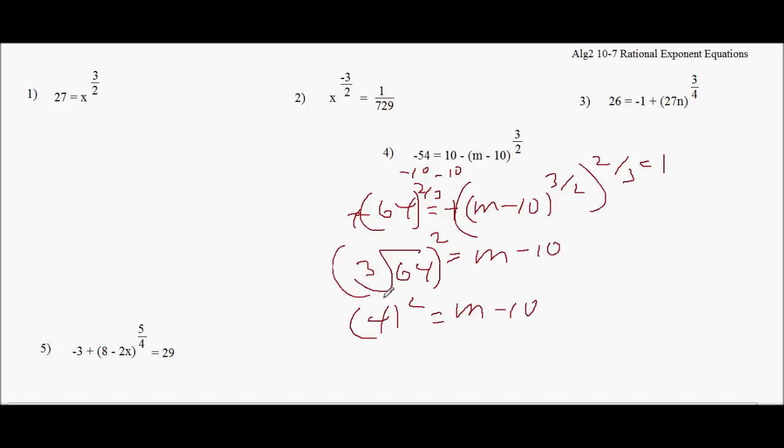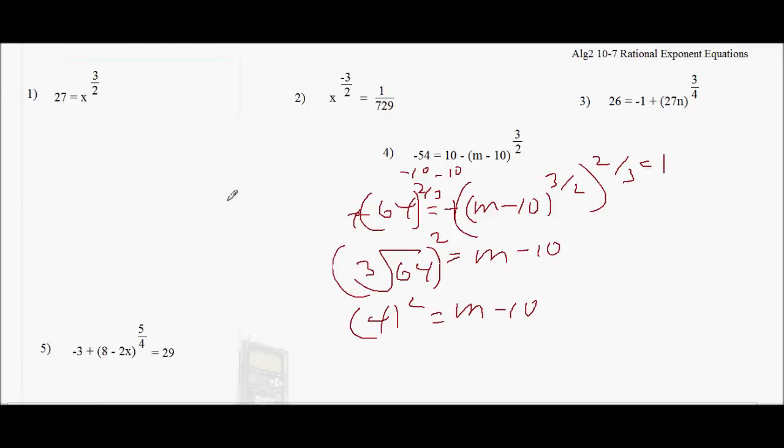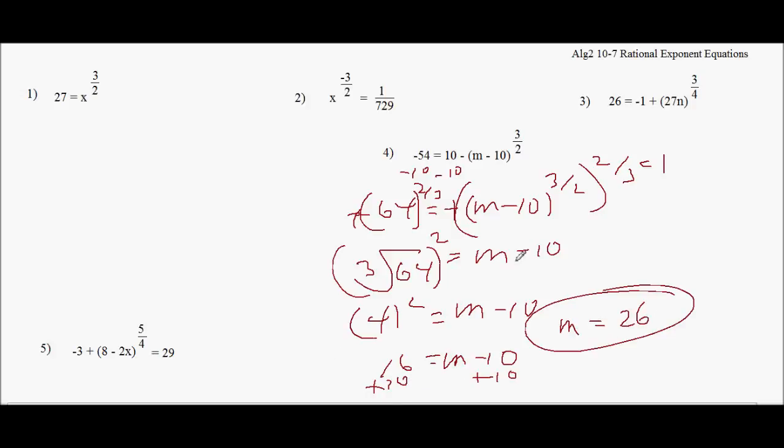I want to make sure of the third root of 64. So it takes 64 to the 1 divided by 3 power, and I get 4. So that's right. So 4 squared is 16 equals m minus 10. Add 10 to both sides, and I get m equals 26. Okay, one more.